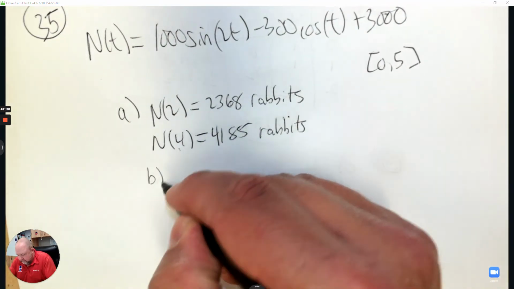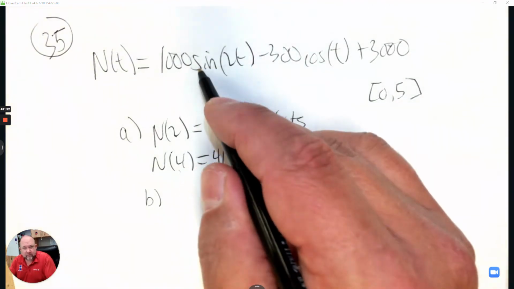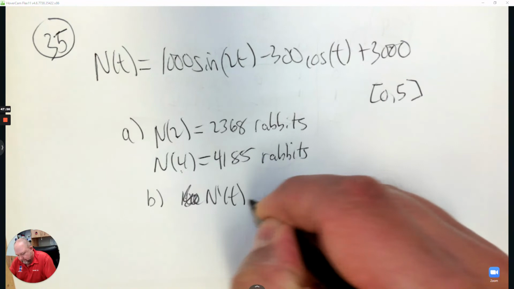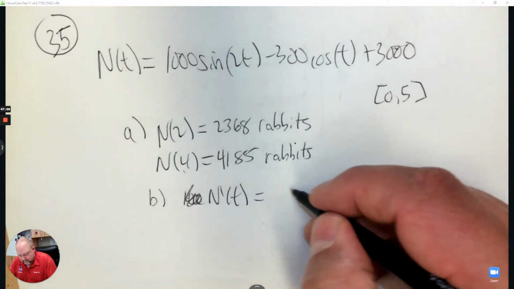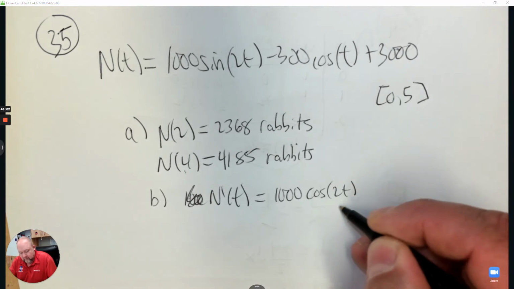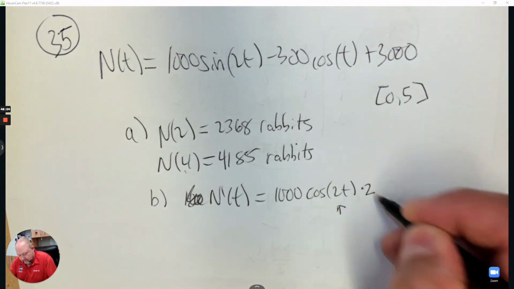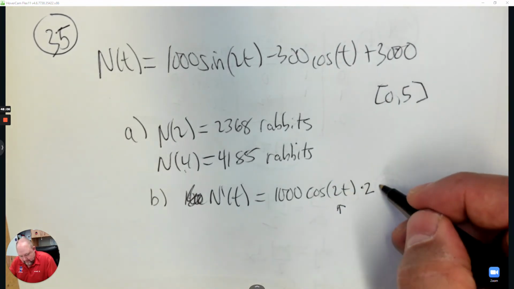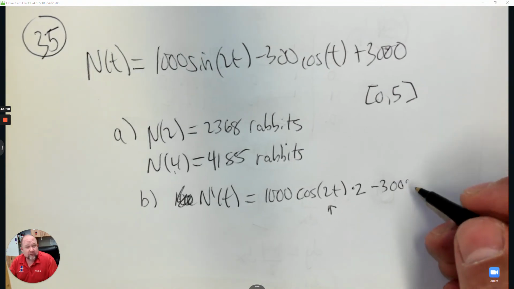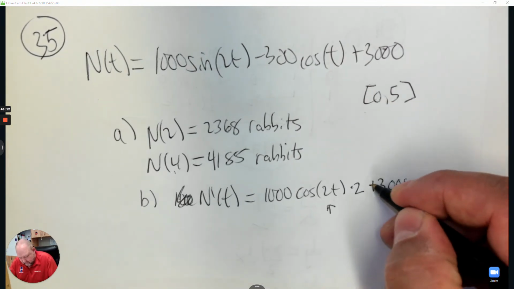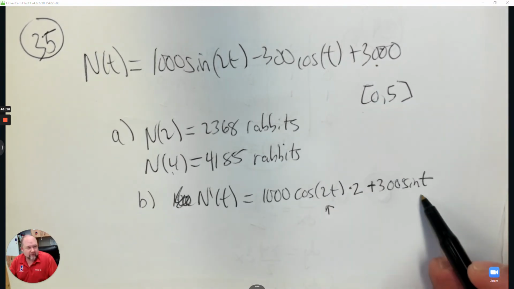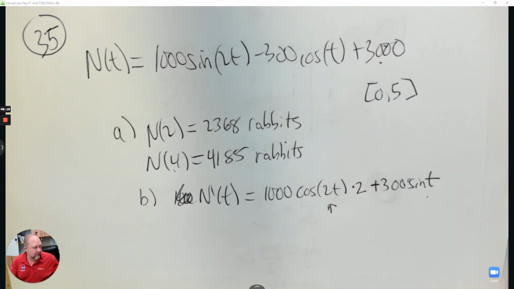B, find the derivative without a calculator. So the derivative here would be 1000 cosine 2t, and then it has a hook of 2, so we got to go times 2, minus 300. Now the derivative of cosine is negative sine, so we'll make this a plus, and then the derivative of 3000 is 0. So there's the derivative.